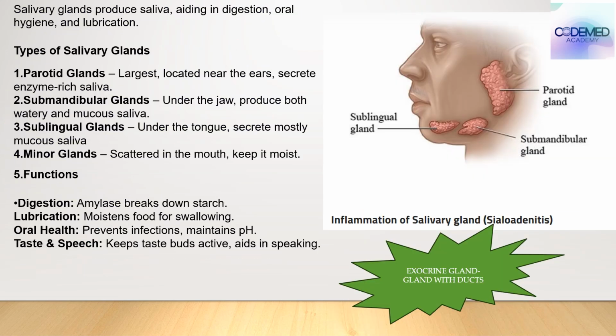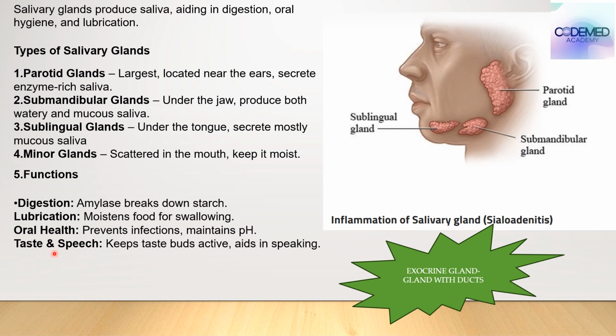So the next important structure is the salivary gland. The salivary gland produces saliva. We have three pairs of salivary glands. The parotid gland is the largest, located near the ears, and secretes enzyme-rich saliva. So here this is the parotid gland. Then we have the submandibular gland, which is below the lower jaw bone, and the lower jaw bone is called the mandible, and that's why the name is submandibular. And the sublingual is below the tongue, and that's why the name is sublingual. Besides these three major salivary glands, there are minor glands also.